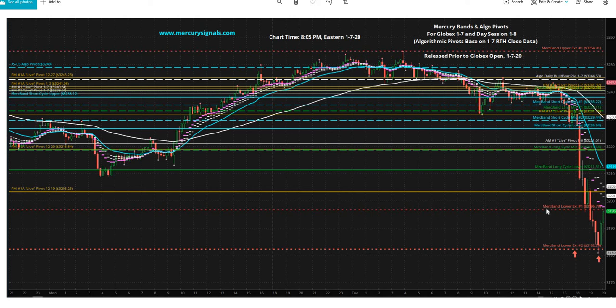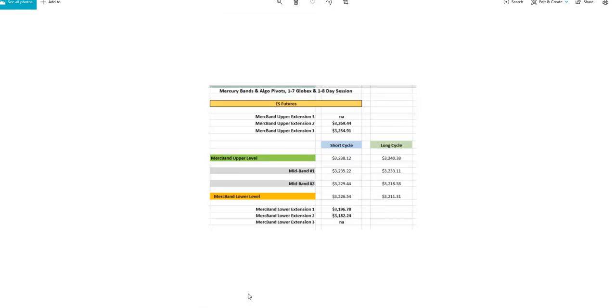Now I want to show you, these were put on the chart the day before. Here's a screenshot of what we put out on our Slack channel for our subscribers before the Globex opened on the 7th. We put this on our Slack channel so our traders know the pivot levels, and the two that I'm talking about right now are the two lower extensions, 31.96 and 31.82. They knew that going into Globex.